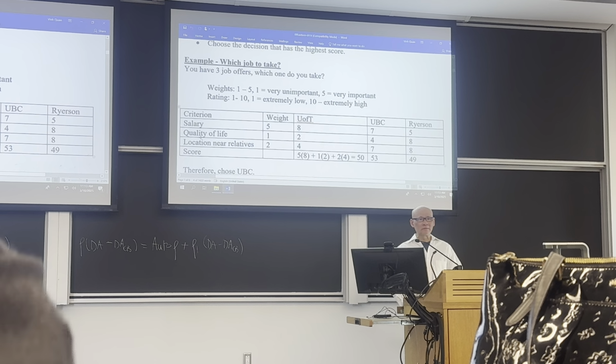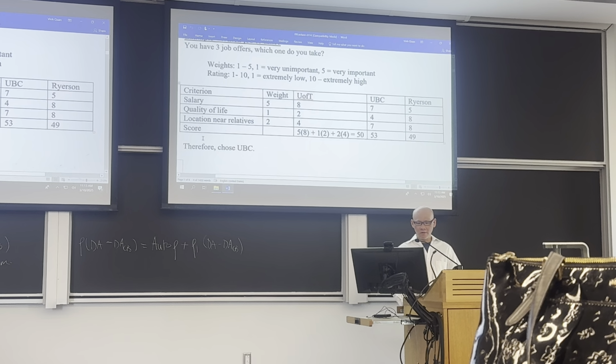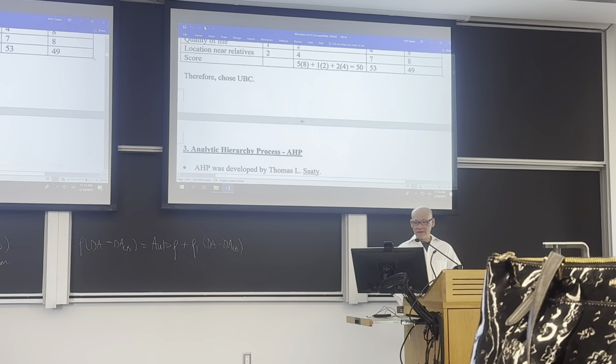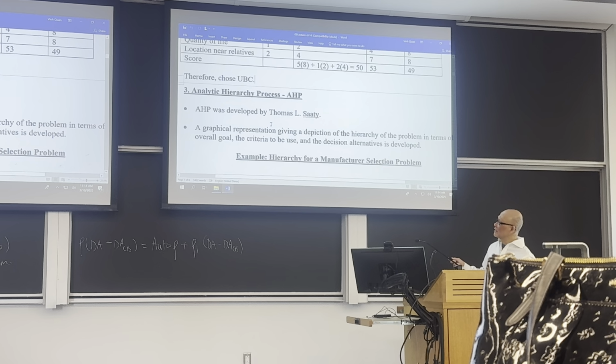You can imagine it's highly used in everyday work, making decisions, right? Simple to use. Then we get even more sophisticated with the scoring model using this so-called analytic hierarchy process, or AHP. Here we have a graphical representation giving the depiction of the hierarchy of the problem in terms of the goal, the criteria to be used, and the decision alternatives.